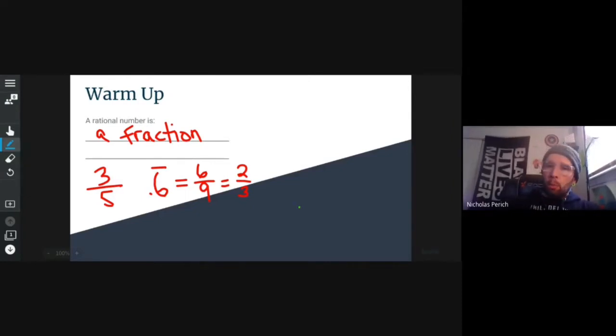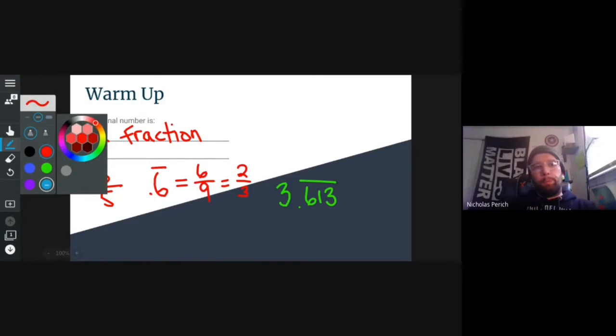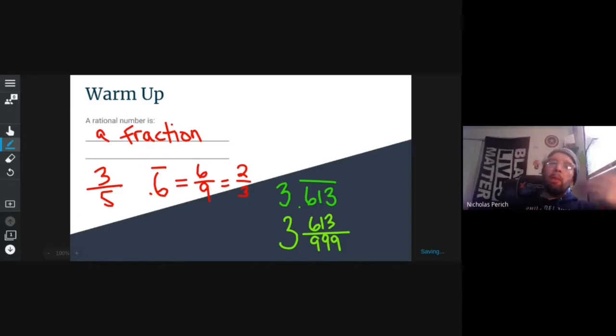If I give you 3.613 with a line over the 613, what you do is you put 613 over 999, because that's three numbers that are repeating, and you throw the 3 in front of it. That's rational. A rational number is any number that can be written as a fraction.